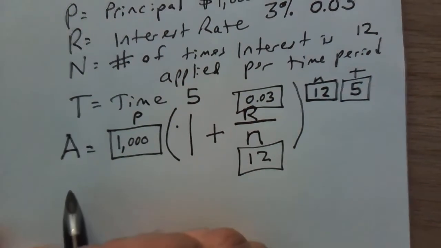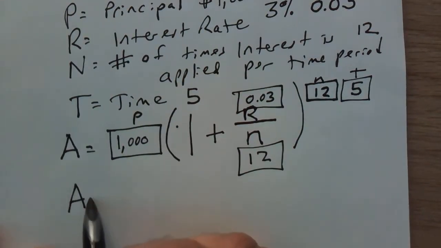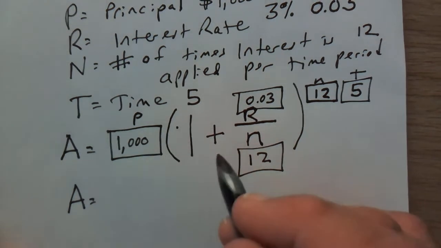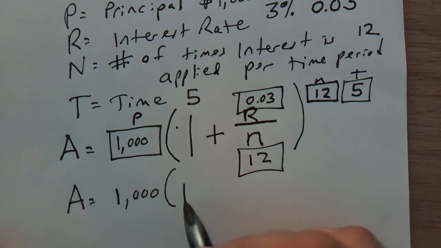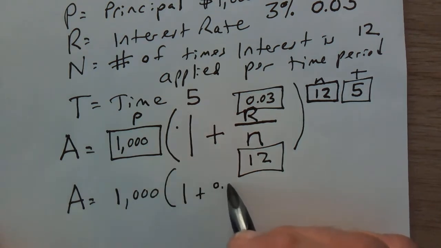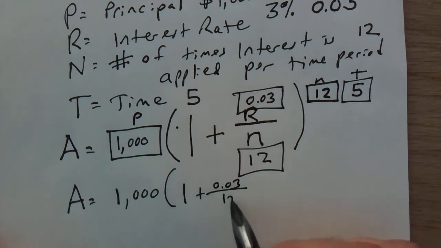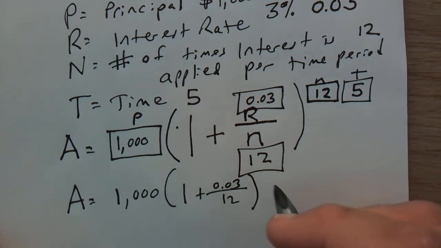Now, we have to worry about order of operations. You can get a very different answer if you don't follow the order of operations. And I do have a video showing how to do order of operations, and that is linked above. I'm going to write this a little cleaner. So this is 1,000 times 1 plus 0.03 over 12, in parentheses, raised to 12 times 5.